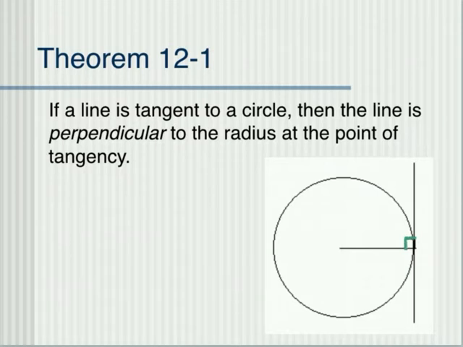So here's the deal. If I know that this line here is tangent to the circle, then I know if I draw a radius to the point of tangency, it's automatically going to be perpendicular to the tangent line. In other words, it will make a right angle. So in a different color, make sure you highlight the right angle symbol to show that they are perpendicular.